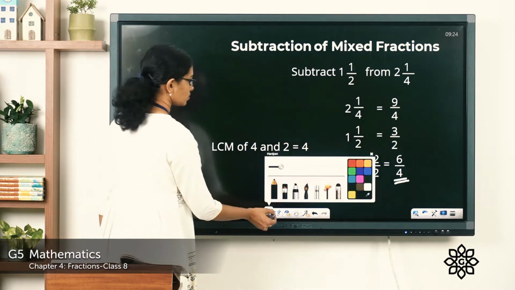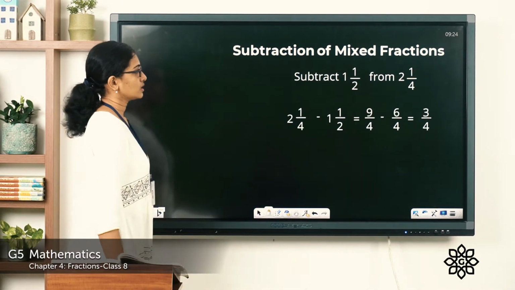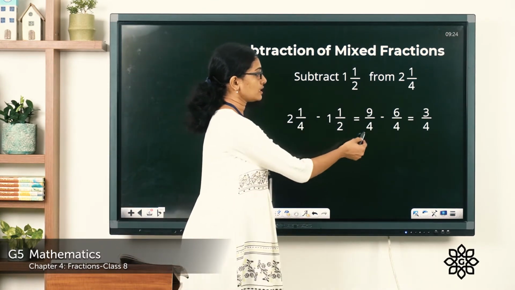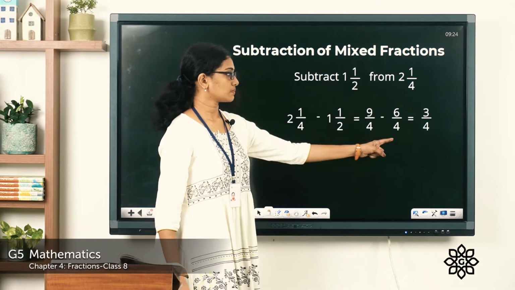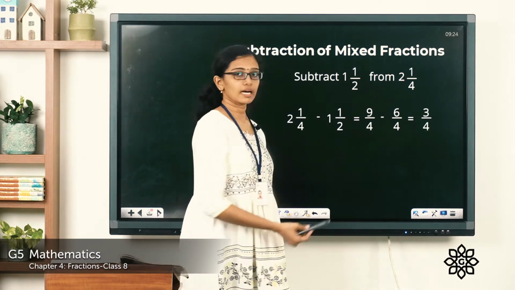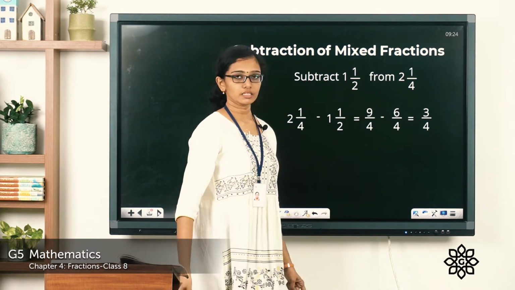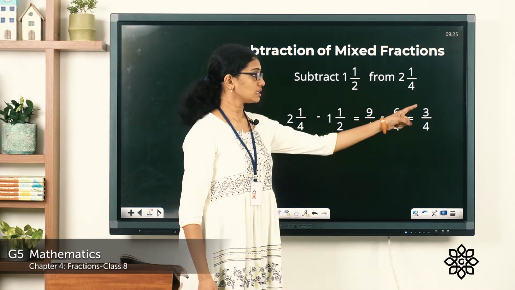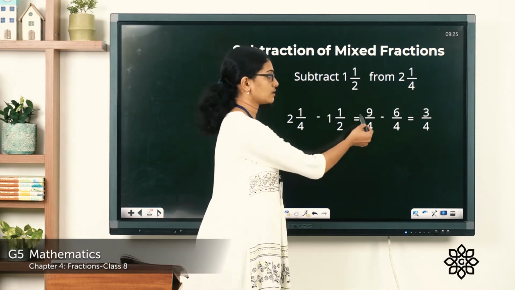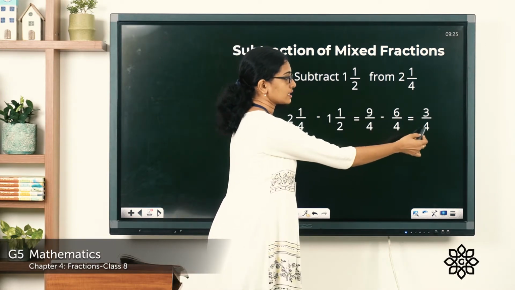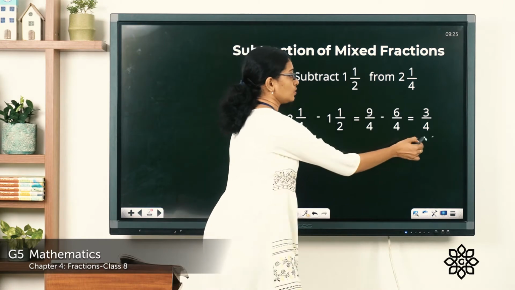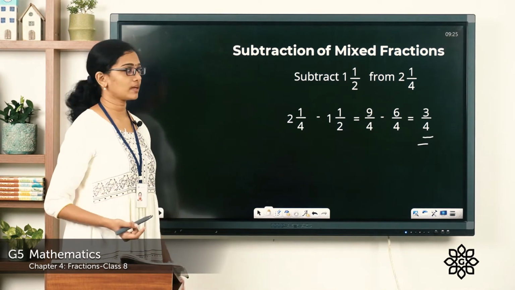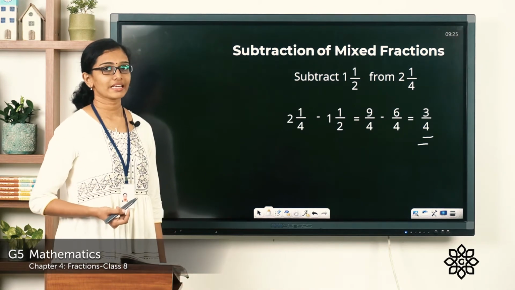So the next step is to subtract the improper fractions with the same denominator. So it's going to be 9 by 4 minus 6 by 4. Since the denominators are the same, just subtract the numerators. So that is 9 minus 6, which is equal to 3, and put the difference over the same denominator. So 9 minus 6 equals 3 by the same denominator 4. So 2 1 by 4 minus 1 1 by 2 is equal to 3 by 4. Hope you are clear with this.